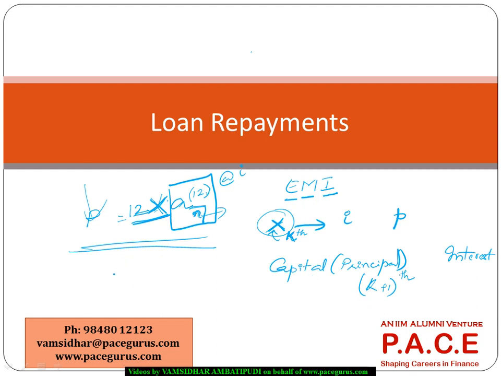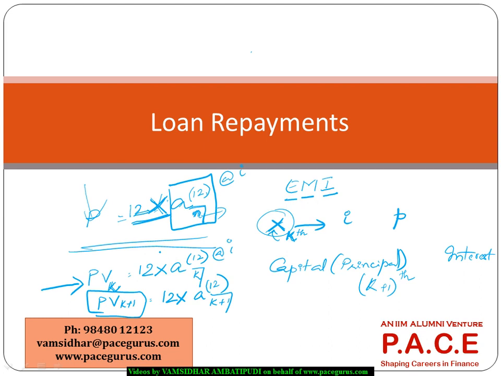All I can do is find out the present value for K period. So I'll do it as 12X a_K. This is for K, whatever is the period. Similarly, I can find out the present value for K plus 1 period, 12X a_(K+1). So, this is the value of the loan outstanding at the end of Kth period or Kth year. This is the loan that is outstanding at the end of K plus 1th year.